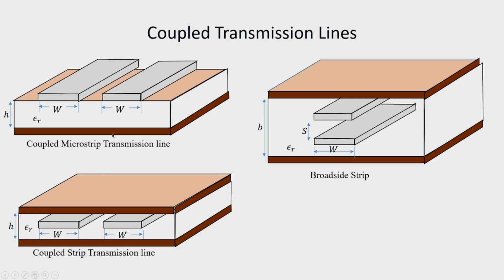In microstrip form, we have the ground plane, the dielectric material and the two conductors on the dielectric material, whereas in coupled strip transmission line, we have another ground plane above, and these strips may be side by side as shown in the figure, or they may be one above the other, or the broadside strip geometry. So, we have different configurations of coupled strip lines.